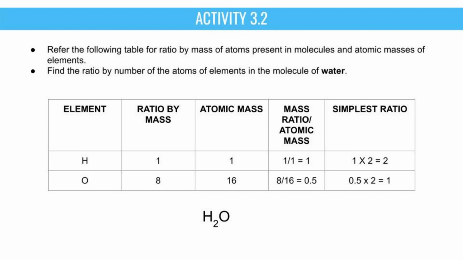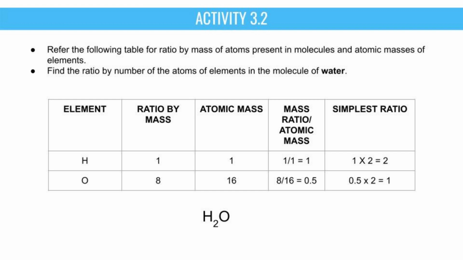In the second column, we will write their ratio by mass taken from the table. In the third column, we will write their atomic masses. The fourth column is the ratio of the second and third columns. In case of oxygen, the second and third columns have values 8 and 16 respectively, so their ratio will be 8 by 16. The result of this ratio is half, or 1 by 2.